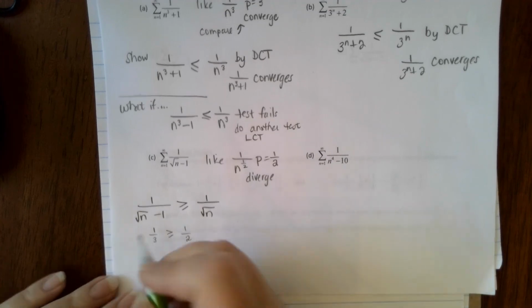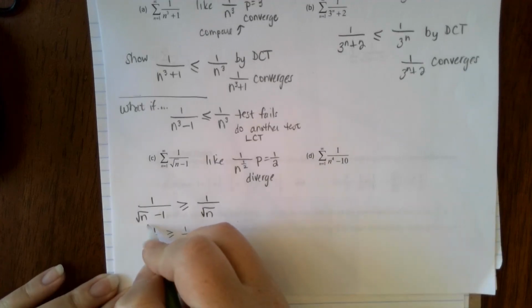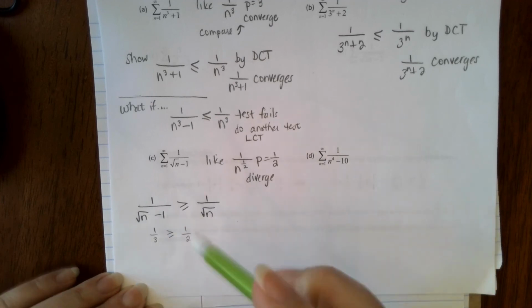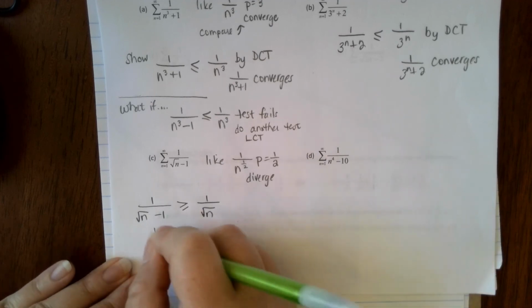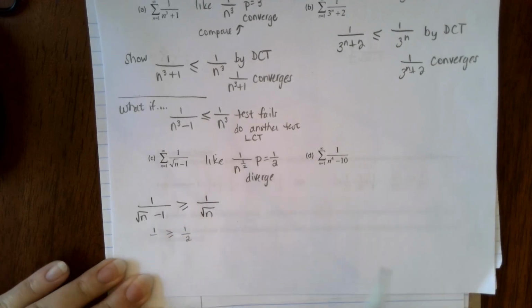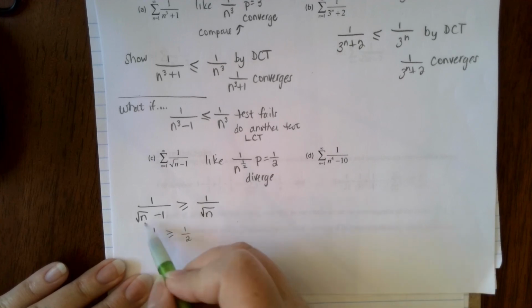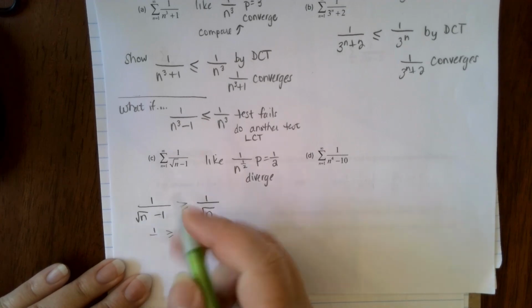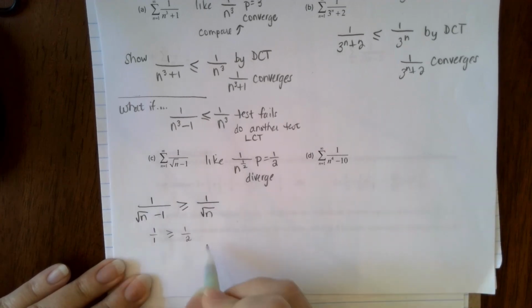If we plug in a 9, we've got that square root of, oh, I was doing 4. See, I had to think through my problems. It's hard to do it when you're on video and not in the classroom. If I plug in a 4, the square root of 4 is 2, and 2 minus 1 is 1. So this is 1 over 1, which is greater than 1/2.